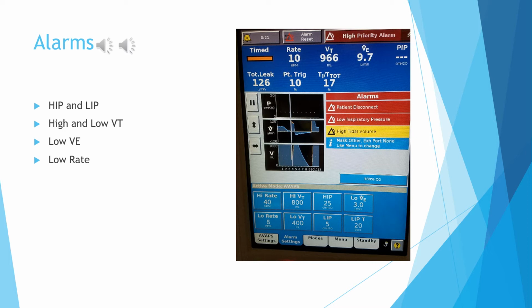As with any ventilator or non-invasive ventilator, it's important to set your alarms appropriately. Your high inspiratory pressure should be set just above your max pressure to prevent pulmonary damage. Low inspiratory pressure alarm is set to sense patient disconnect. Low minute ventilation and low rate alarms should also be set appropriately.